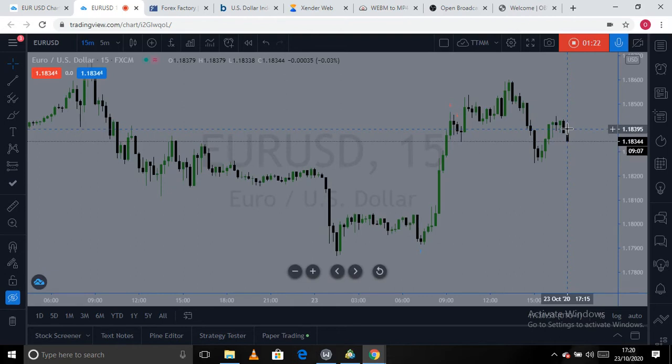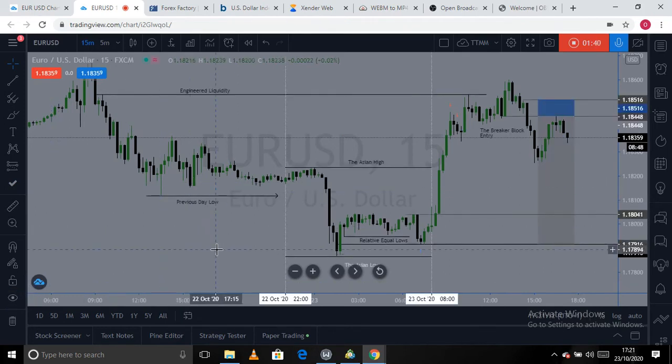index, and it broke market structure. Once it breaks market structure, there is high probability of retracement in the opposite direction. So that was why I took this trade. I'm going to show you something.